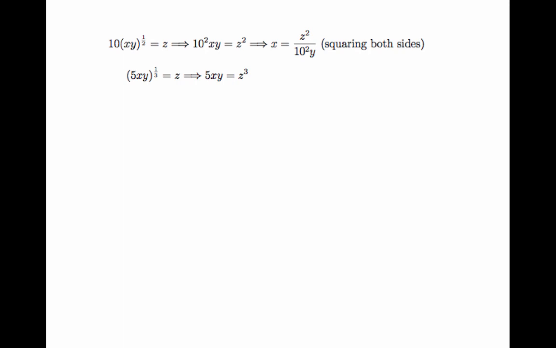That will give us this equation, 5xy equal to z cubed on the right hand side. Now we can divide both sides of this equation by 5y. That will give us only x on the left hand side, and on the right hand side we'll have z cubed over 5y. So that gives us the solution value for x in this case.